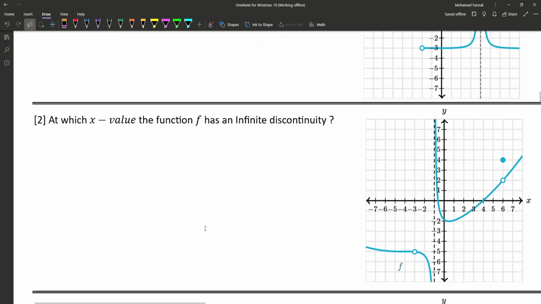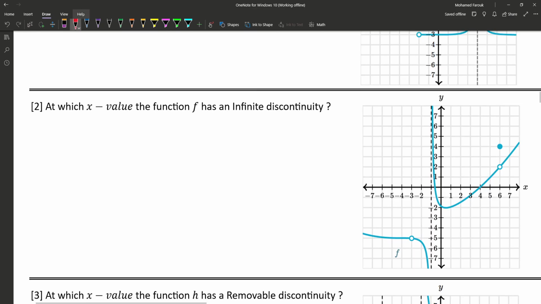Next part, I need infinite discontinuity. Okay, where is infinite discontinuity? We have our asymptote here. It's at -1 exactly, so at x equal to -1, we have infinite discontinuity. One of the parts is going to infinity, the other one is going to negative infinity, so infinite discontinuity would be at x equal to -1.